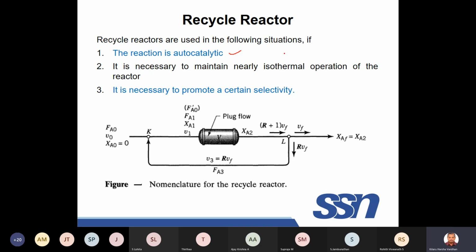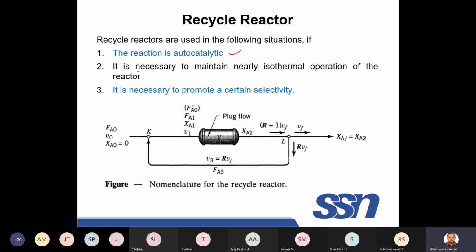A should give R, but R itself it won't form. Some of the R should be present, just like a curd example. If you want to make curd, you should add some curd into the milk, then only curd will come. Without adding curd, you won't get the reaction of curd from the milk, right? So an autocatalyzed reaction is like that. So for a lot of autocatalyzed reactions, they use this recycle reactor.